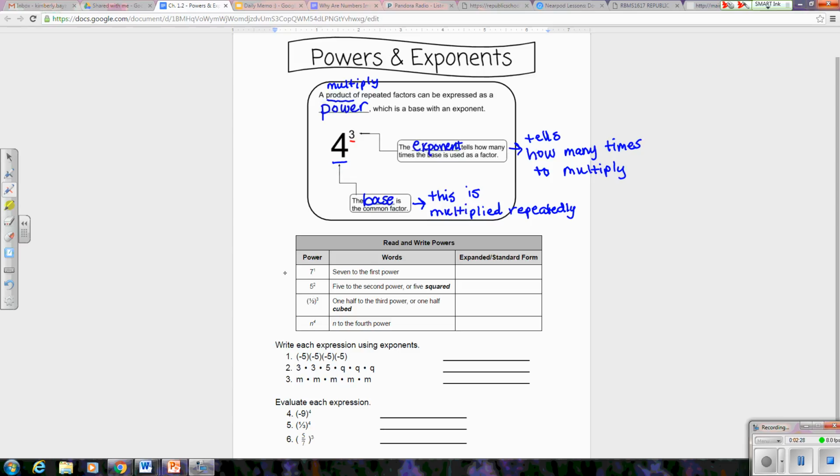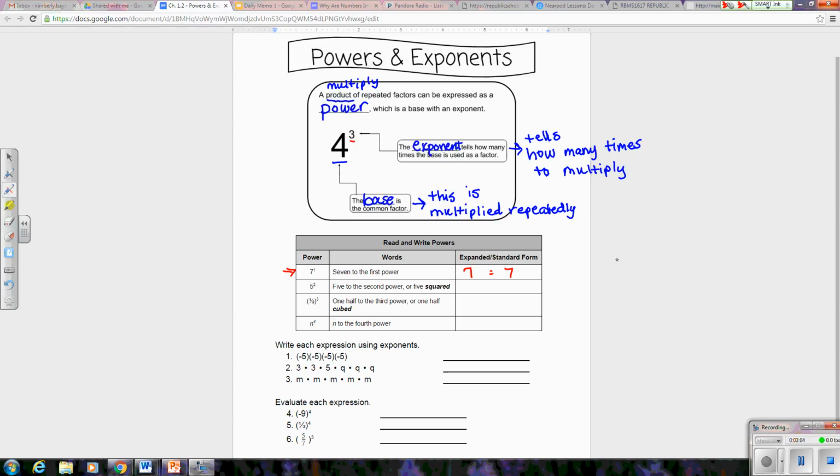The way you read this first one is 7 to the first power. The expanded form is just 7, and the standard form is also just 7, because that 1 tells us to multiply that 7 by itself one time. There's one 7. This is our repeated multiplication. We are multiplying it once, so it's just 7. Every single number that you see has an understood exponent of 1. We just don't need to write it.